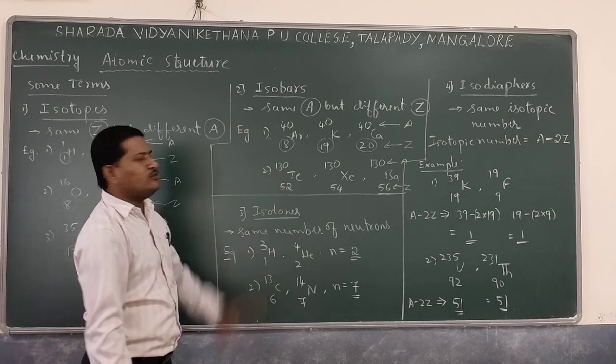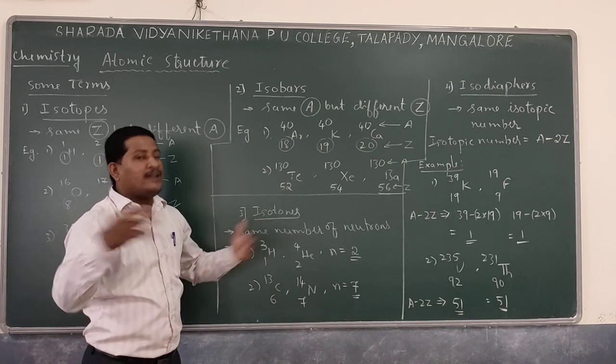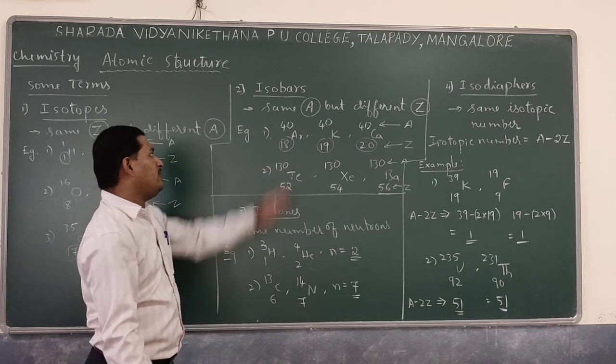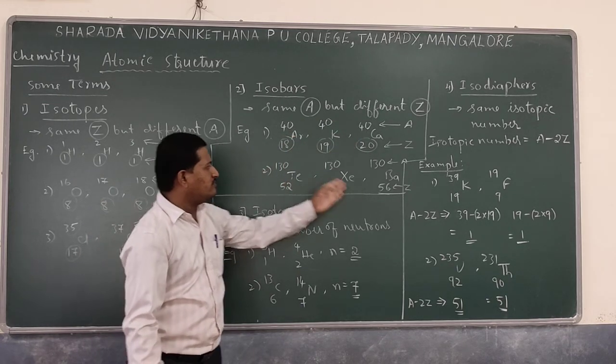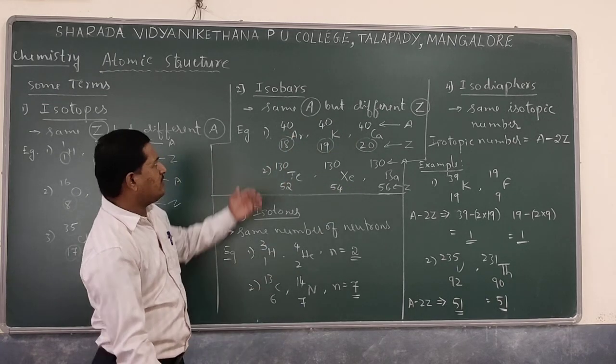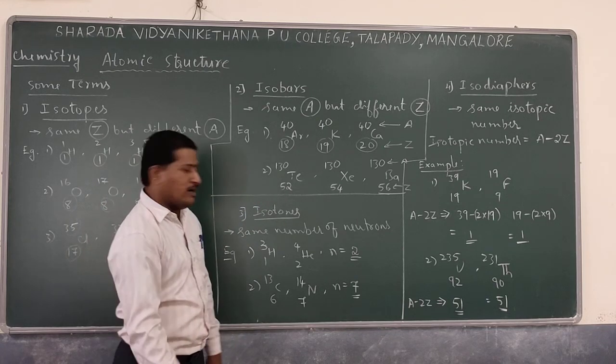In case of isobars, atoms of different elements one can find. Here it is argon, potassium, calcium. Similarly, tellurium, xenon and barium. So like that one can go for isobars.